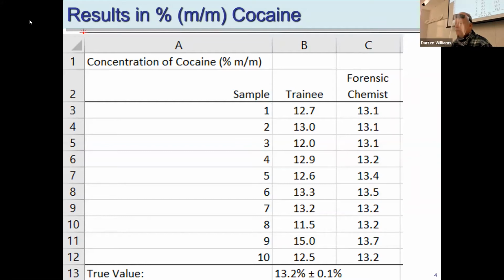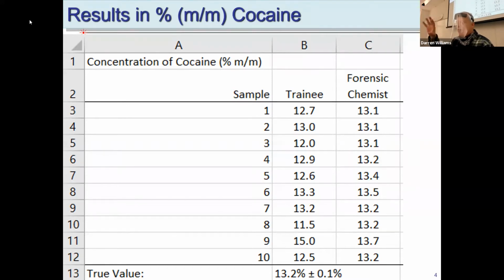Trainee has a little more variance, while the chemist is a lot closer to the accepted value. Yeah, good observation. You see the forensic chemist is 13s all the way down. You start with the most significant digit, the 10s place, and they're all 13. It only changes in the 10th place. So that's pretty precise. It's all less than plus or minus 1.